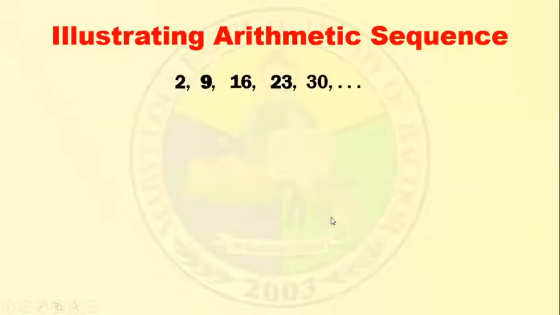So, like for example, 2, 9, 16, 23, and 30. So, ititest natin kung yung sequence ba na to is example siya ng arithmetic sequence. Okay? So, we have the first term, which is 2. 9 is the second term. 16 is the third term. 23 is the fourth term. And 30 is the fifth term.